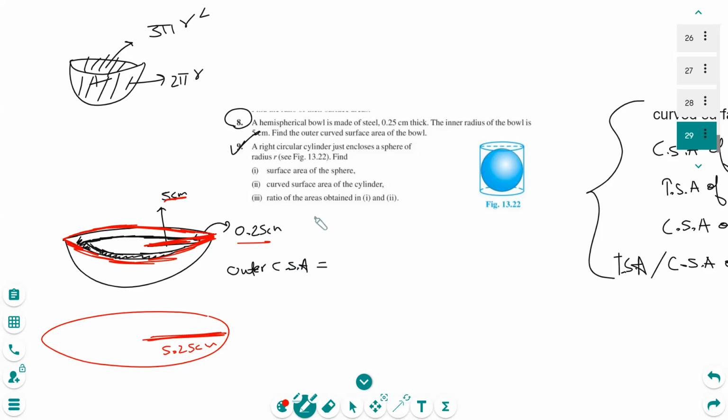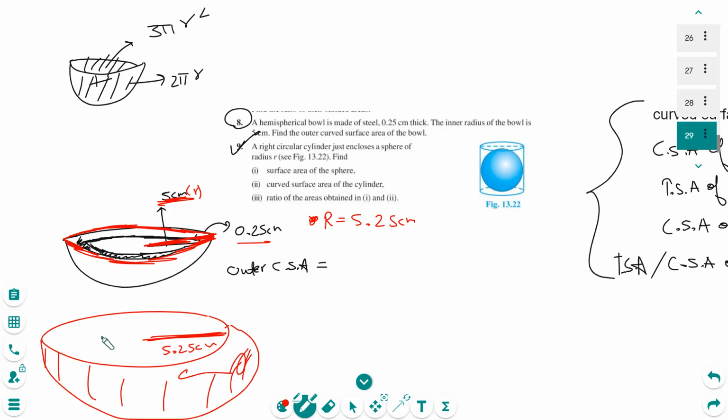So for the outer curved surface area, I will take the larger radius. See, this is the smaller radius of the inside circle. If I add these two up, I will get the larger radius, that is the outer one. Because for the outer curved surface area, I will obviously use this radius instead of just the inside one, right? So that's how it is.